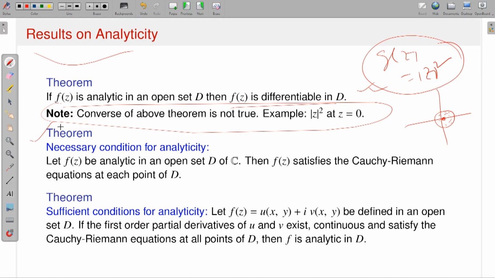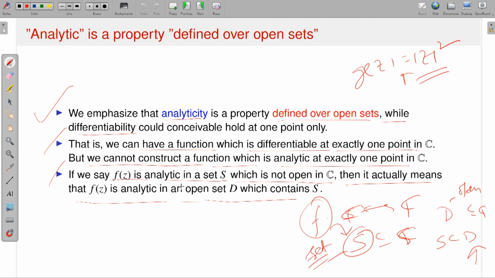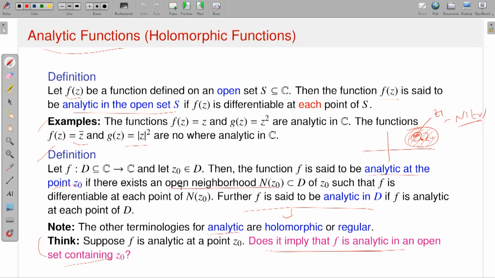So there are necessary conditions, like the necessary conditions for differentiability. Now you can guess what sort of necessary conditions you will have. What is the statement of the theorem? Let f(z) be analytic in an open set D of C. Then f(z) satisfies the Cauchy-Riemann equations at each point. If you go back to the definitions: let f from D subset of C, z0 a point; analytic at a point I have defined, and analytic in D means f is analytic at each point.